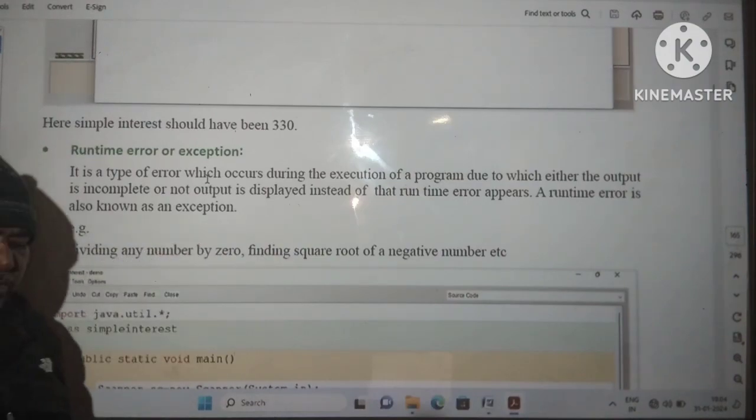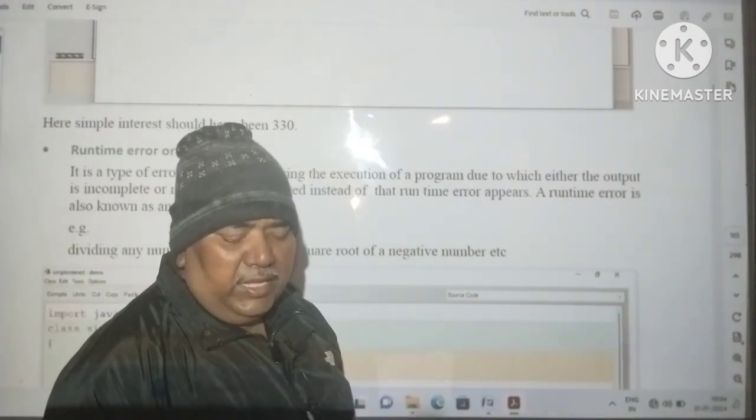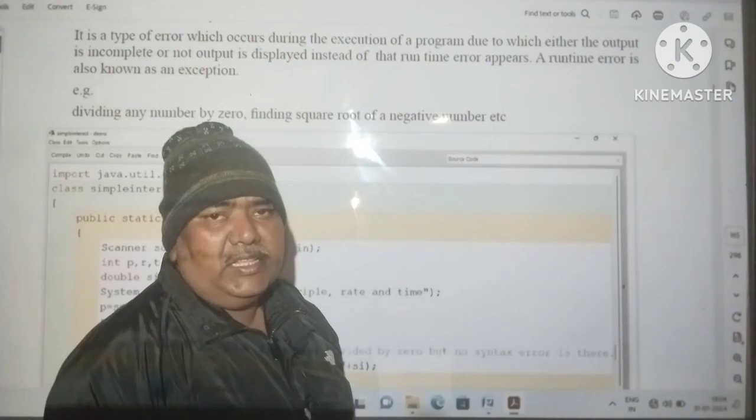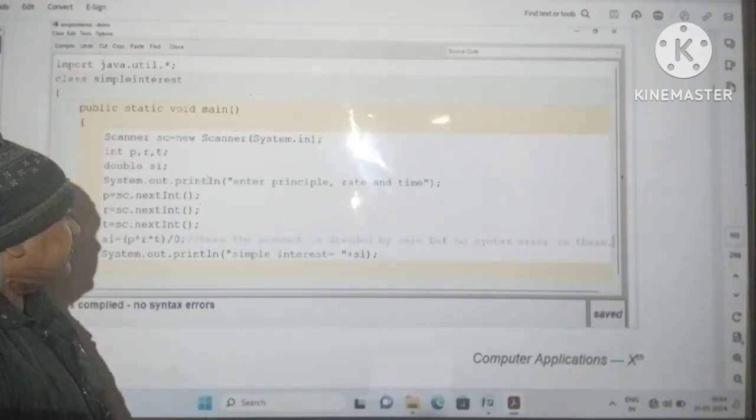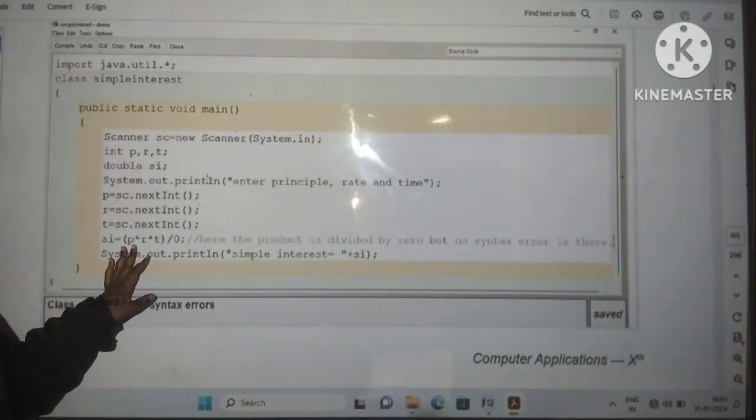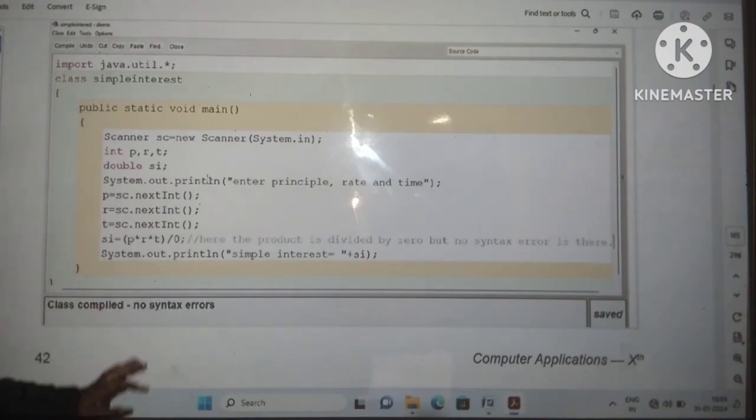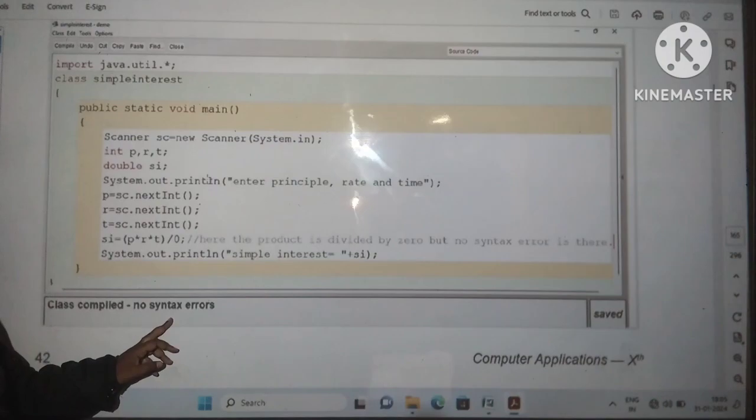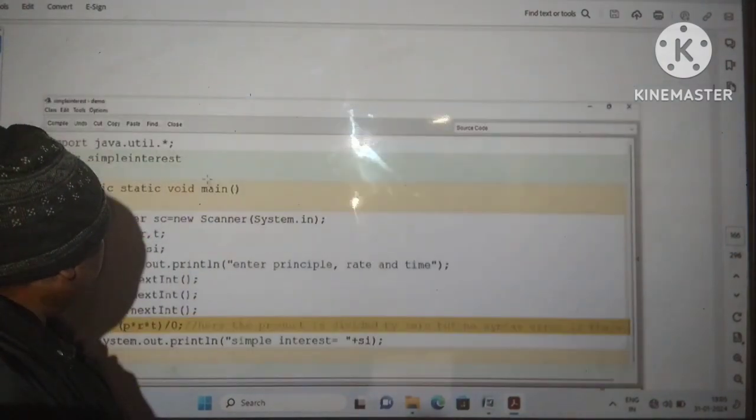ठीक है, तो प्रोग्राम को कंपाइल रन करेंगे तो आउटपुट नहीं आएगा, उसके जगह पे एरर आएगा, या इनकम्प्लीट आउटपुट आएगा, उसके बाद एरर आएगा, तो उसको बोलते हैं रन टाइम एरर. देखो एग्जांपल, जैसे सिंपल इंटरेस्ट वाला प्रोग्राम में ही फॉर्मूला में P इंटू आर इंटू टी डिवाइड बाई 100 होना चाहिए, 0 से डिवाइड कर दिया, तो 0 से डिवाइड करने से रन टाइम एरर जनरेट होता है. सो दिस इज अ रन टाइम एरर. See, class compiled, no syntax errors it is showing, but when I will run the program it will display error.